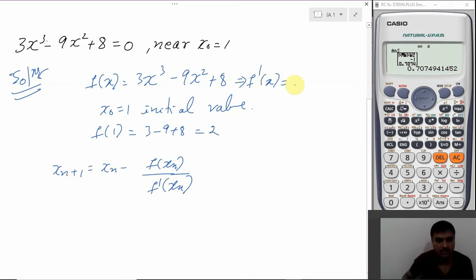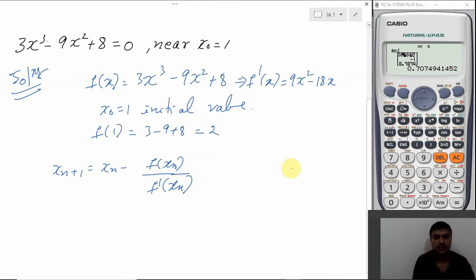Yes, so now you can see the differentiation of x cube is 3x square. So 3 into 3 is 9, so this is 9x square minus 9. Differentiation of x square is 2x, 2 into 9 is 18x, and plus 8. Differentiation of a constant is 0. Therefore, differentiation of the constant 8 is 0.